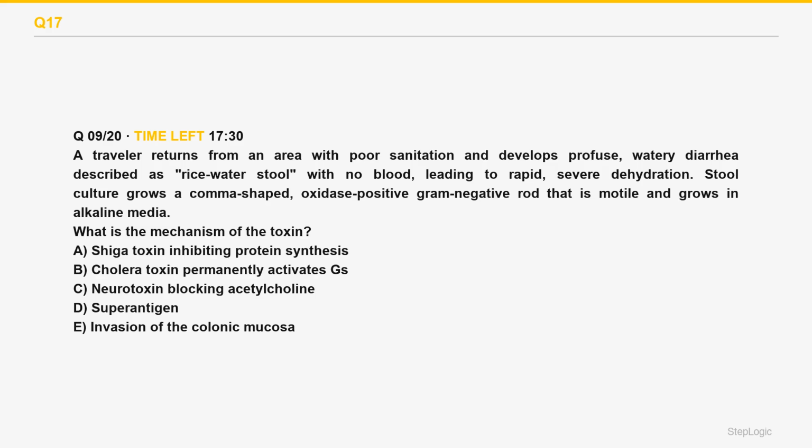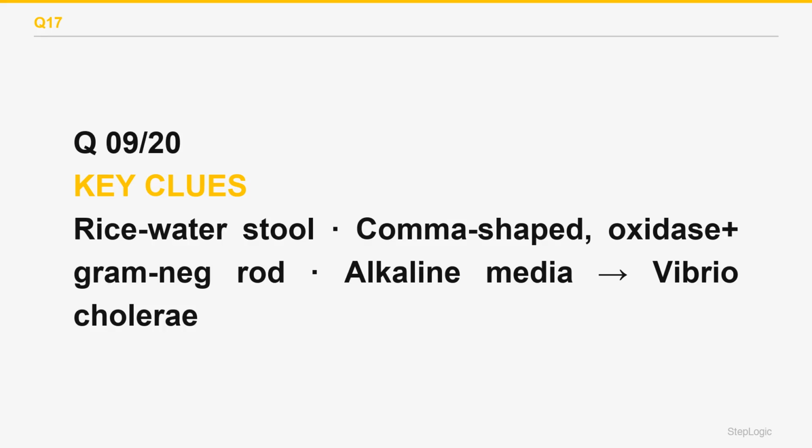Read the command: mechanism of the toxin. Rice water stool, comma-shaped, oxidase-positive, gram-negative rod, alkaline media: Vibrio cholerae, cholera toxin activating Gs and raising cAMP. Vibrio cholerae produces cholera toxin, which causes a profuse secretory diarrhea.